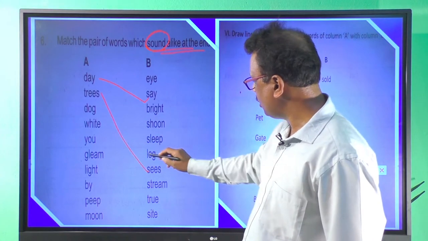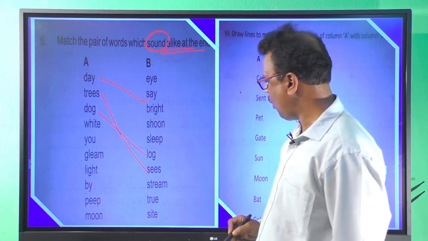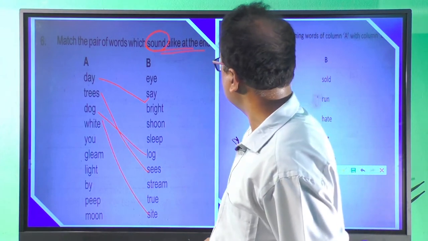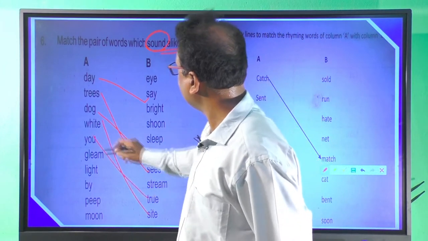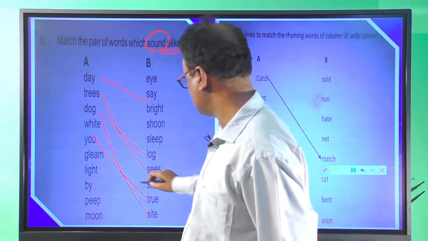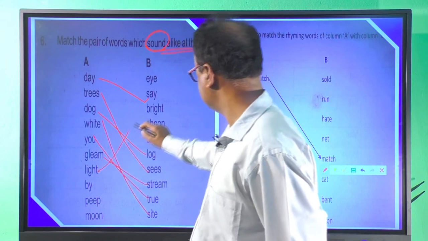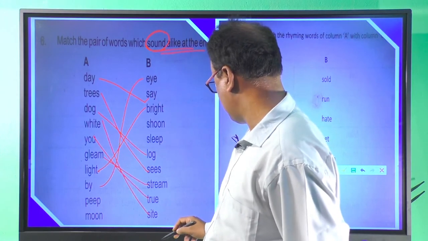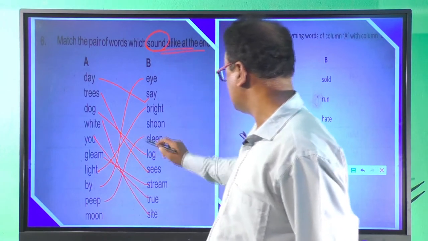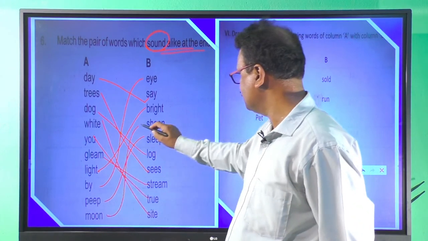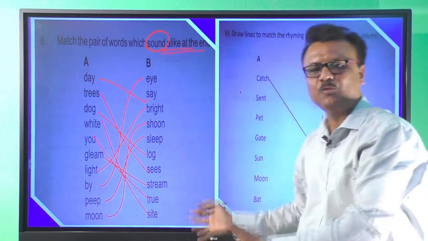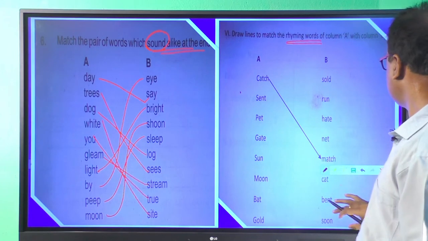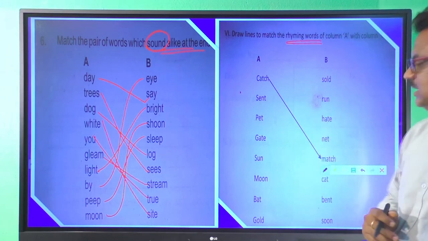Dog, log. Isn't it? White, sight. You, true. Gleam, stream. Light, bright. Bye, I. Peep, sleep. Moon, soon. Isn't it? So they are producing the same sound. They are called the rhyming words.